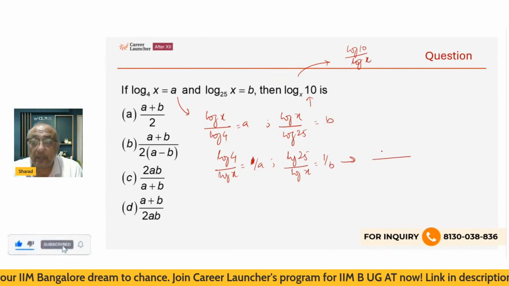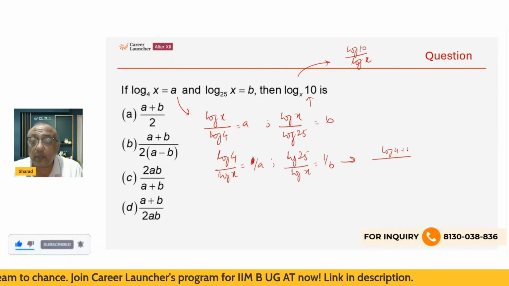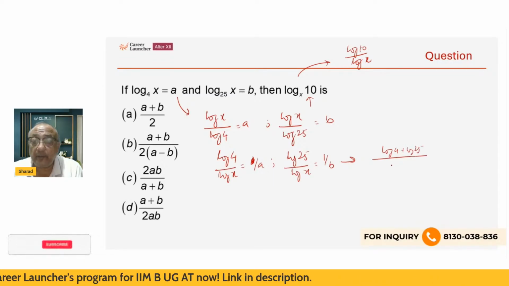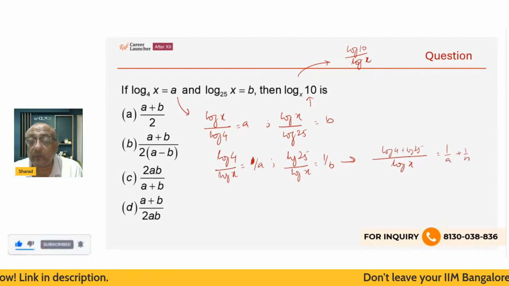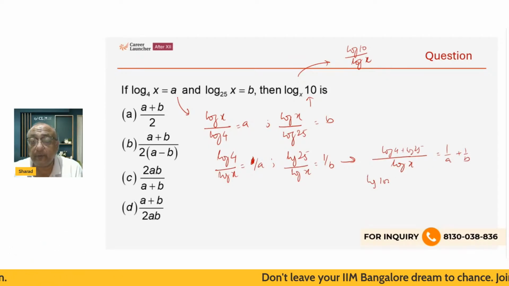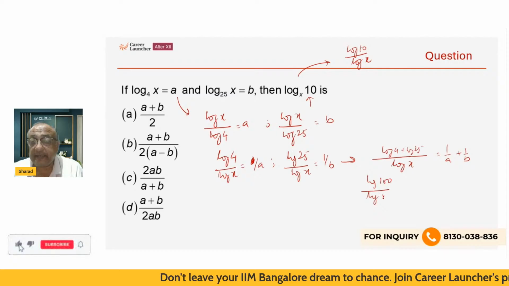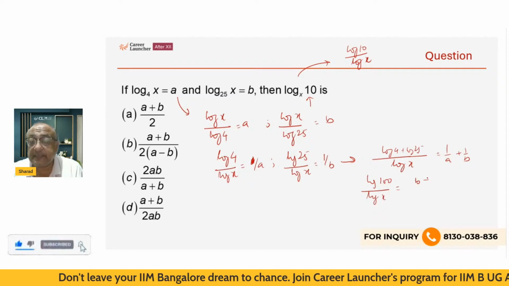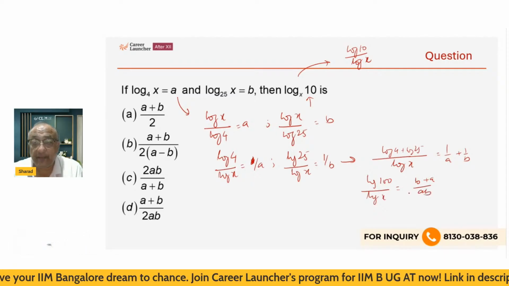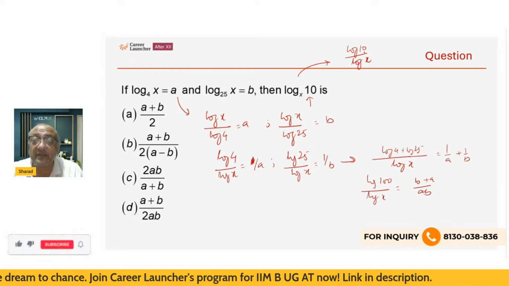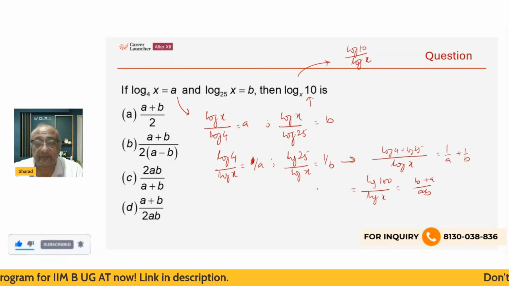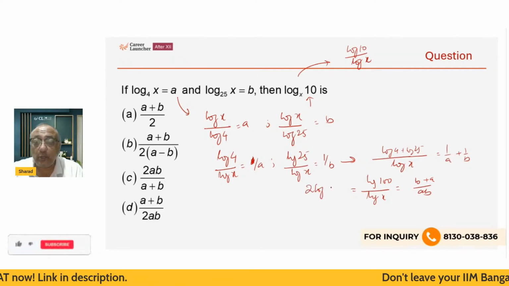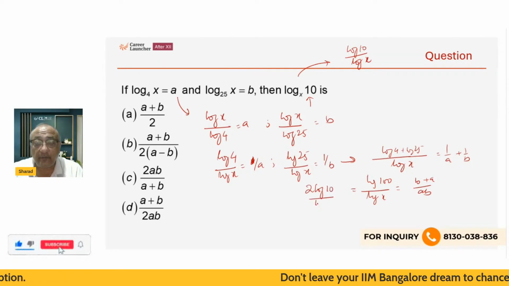So let's solve it. Log 4 plus log 25 upon log x is equal to 1 by a plus 1 by b. If I solve it, it will become log 100 upon log x is equal to b plus a upon ab. Now log 100 and log 10 are related. I can write log 10 squared, so this will become 2 log 10 upon log x is equal to this.